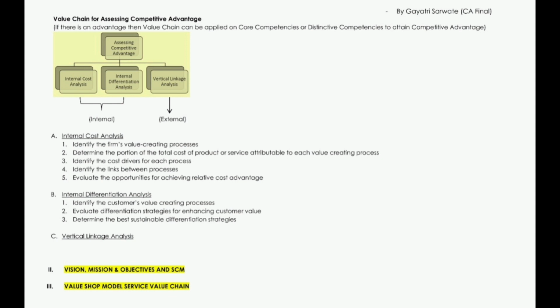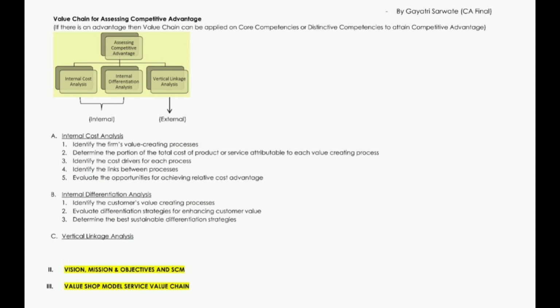Now let's actually just revise quickly कि इन सब में कंपोनेंट्स क्या है, इस सब में अपने को क्या याद रखना है for the purposes of examination. Okay, so the first one is internal cost analysis. इसमें ना 5 चीज़ें होती हैं, 5 स्टेप्स होते हैं जो हमें कैरी आउट करना होता है to do this internal cost analysis. First is identify the firm's value creating process.